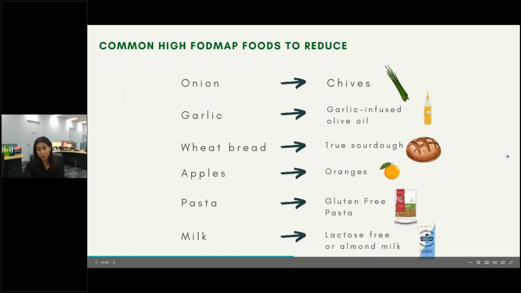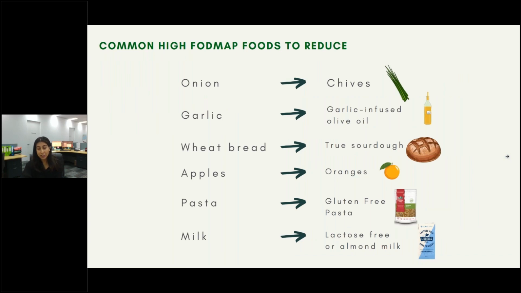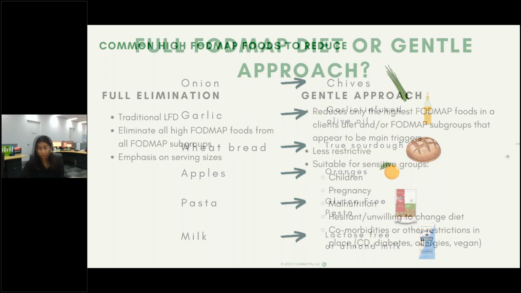So here are some examples of swaps that can be made. Some extremely high FODMAP foods are onion and garlic, wheat bread, apples, pasta, and milk. And on the right-hand side, you can see low FODMAP alternatives. So chives or the green ends of green onions are suitable alternatives for onion. For garlic, you can use garlic-infused olive oils. Wheat bread, you can use true sourdough or gluten-free bread. For apples, you can use alternative fruits such as oranges. Pasta, you can use gluten-free pasta, and milk, lactose-free or some plant-based milks as well.